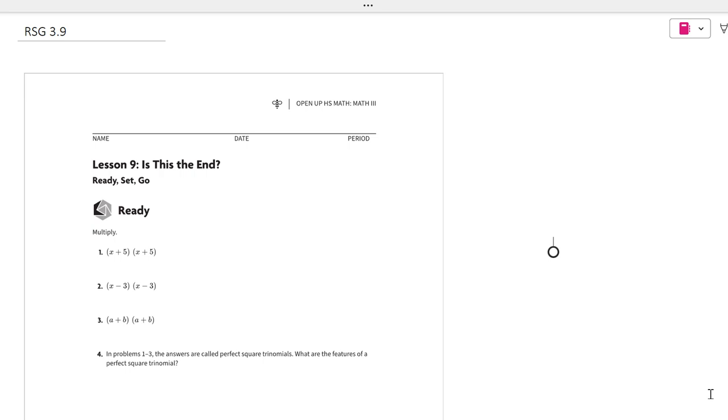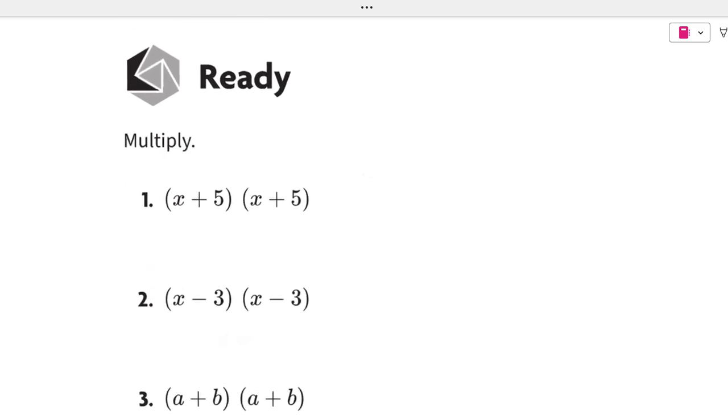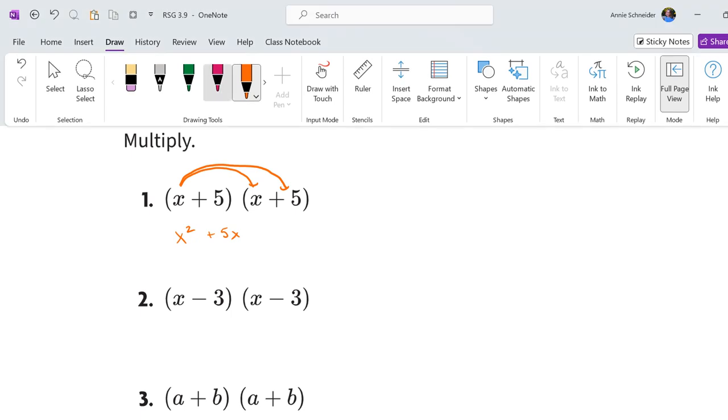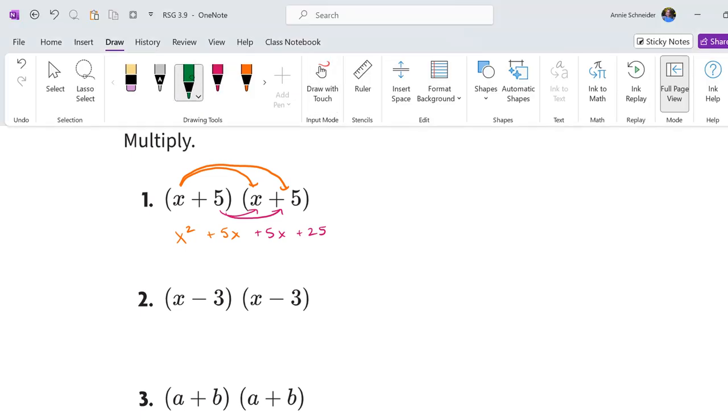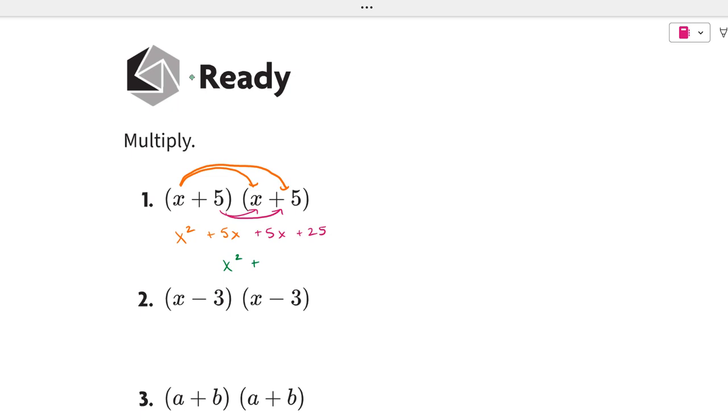So the Ready section just wants us to multiply. I'm going to take every term in the first set of parentheses and multiply it by the terms in the second set. So x times x is x squared. X times 5 is 5x. Now let's go to our plus 5 and distribute that. So we have a plus 5x again, and 5 times 5 is 25. Now let's combine our like terms to get x squared plus 10x plus 25.